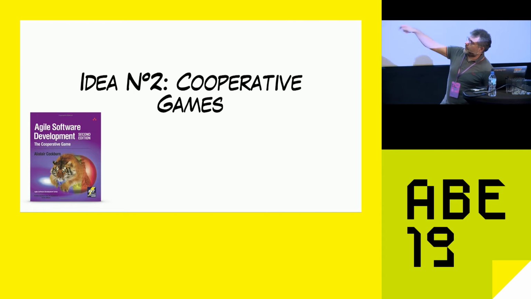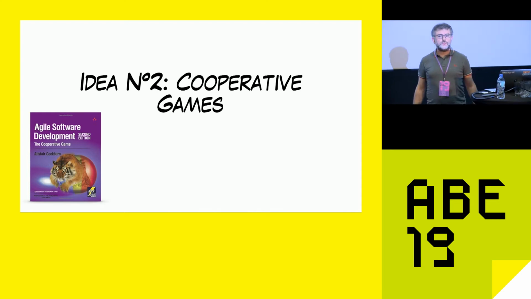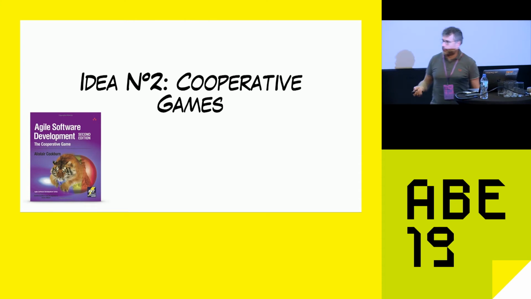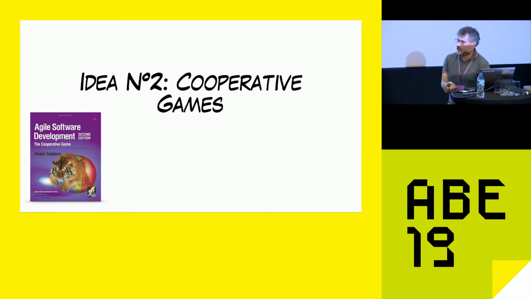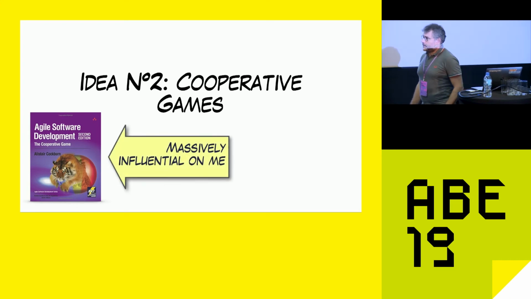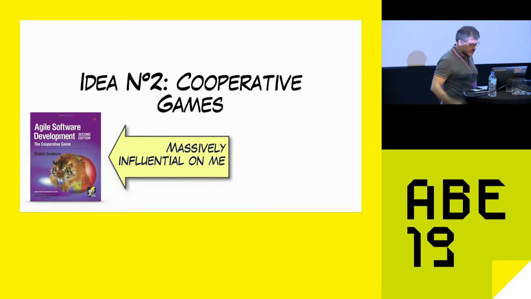How many people here know about this book, Agile Software Development: the Cooperative Game, from Alistair Cockburn? 1, 2, 3. That's actually little. That was one of the first books ever published about Agile software development. That was my top reading in 2001 and actually influenced me a lot. A lot of great ideas in here, like information radiators. It was the first one mentioned in the Shu-Ha-Ri.